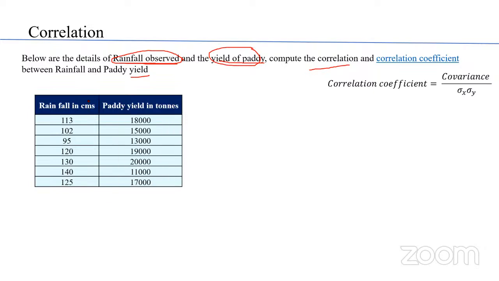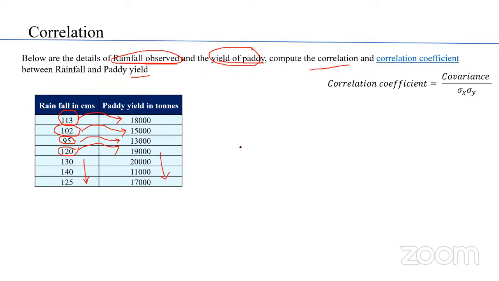So these are the data given in centimeters. These are the data given for rain as well as paddy yield. So first observation, 113 centimeters. In that time, the yield is around 18,000 some tons. In the second year, maybe you can call it a time series data, 102, we have got 15,000 tons. Third, 95 centimeters and 13,000. 120, 19,000. So 130. So these are the details given for the correlation.